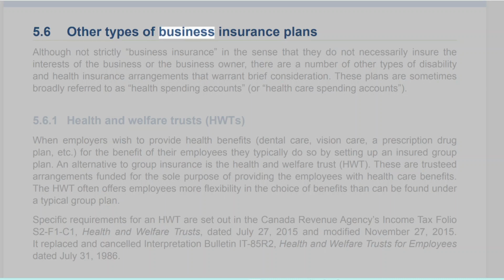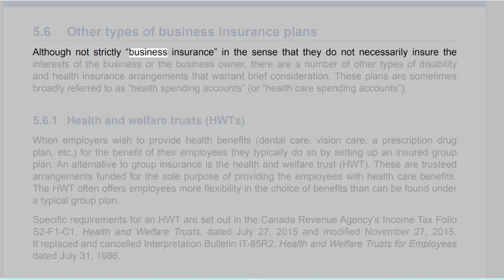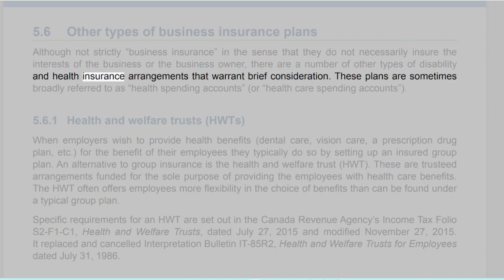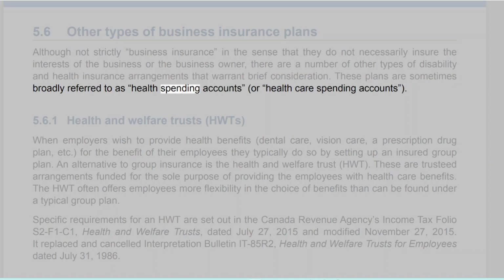5.6 Other types of business insurance plans. Although not strictly business insurance, in the sense that they do not necessarily insure the interests of the business or the business owner, there are a number of other types of disability and health insurance arrangements that warrant brief consideration. These plans are sometimes broadly referred to as health spending accounts or healthcare spending accounts.